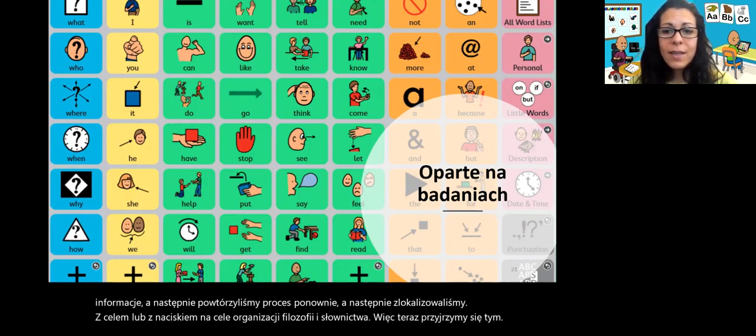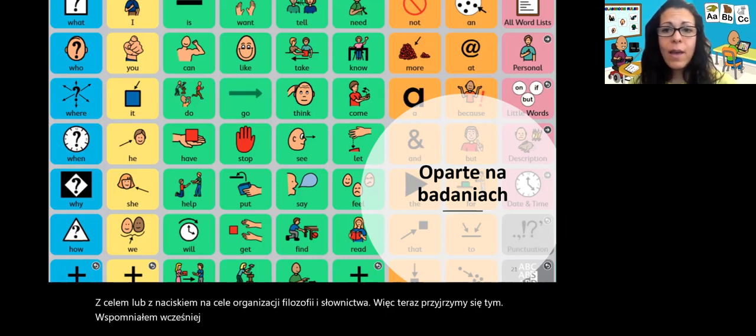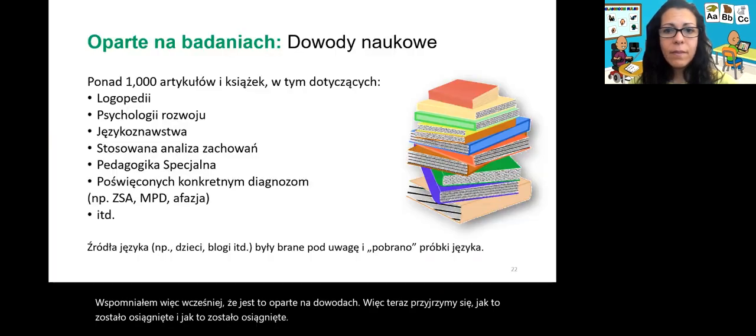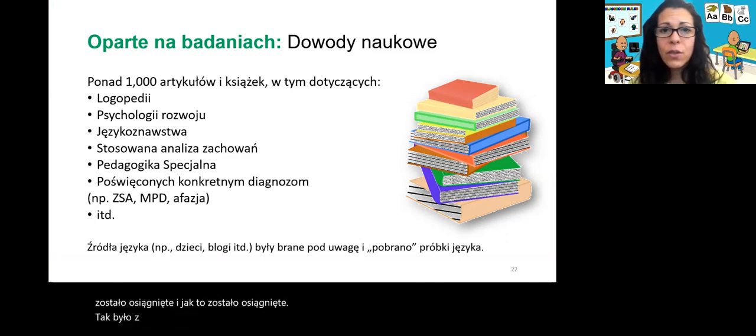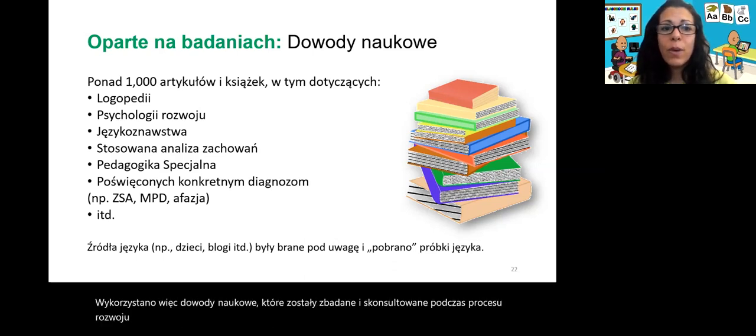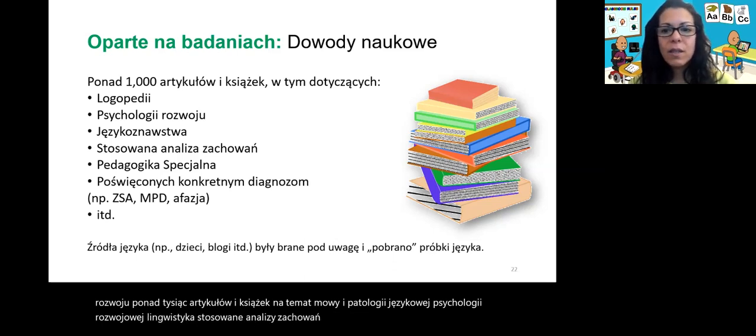So I mentioned earlier that it is evidence-based. Now we'll take a look at how that was achieved and how it was accomplished. Scientific evidence was used. It was researched and consulted during the development process. Over 1,000 articles and books on speech and language pathology, developmental psychology, linguistics, applied behavior analysis, special education, and diagnosis-specific sources on different conditions like autism spectrum disorder, cerebral palsy, aphasia, etc. were also referenced.